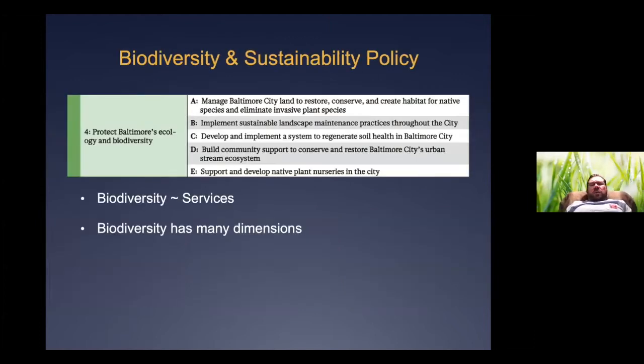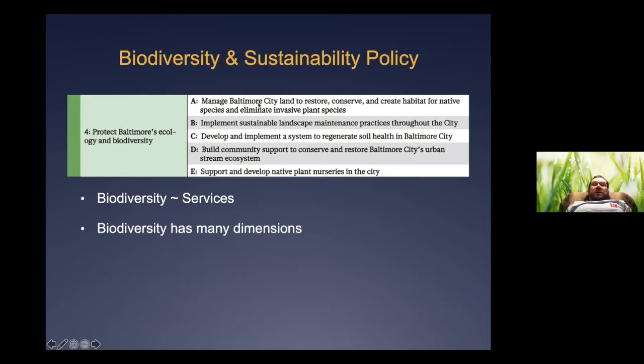One of the reasons why we wanted to come back to that is that if we take a look at this one small part of the Baltimore City's Sustainability Action Plan, and this is not the current one that just came out, this is from one time step ago, one of the things that they highlight under Protect Baltimore's Ecology and Biodiversity was manage Baltimore City's land to restore, conserve, and create habitat for native species and eliminate invasive plant species.